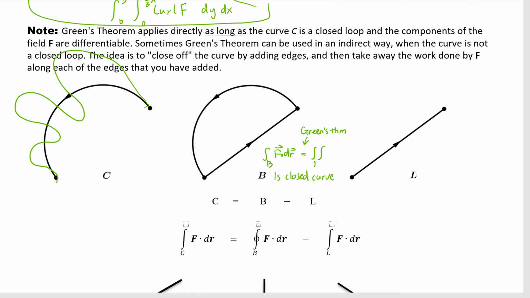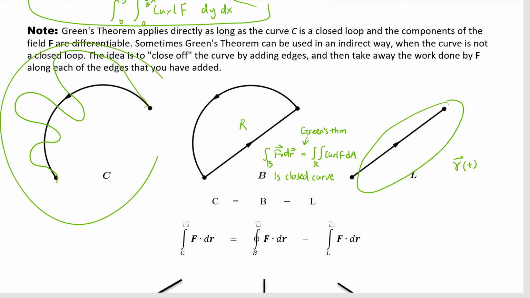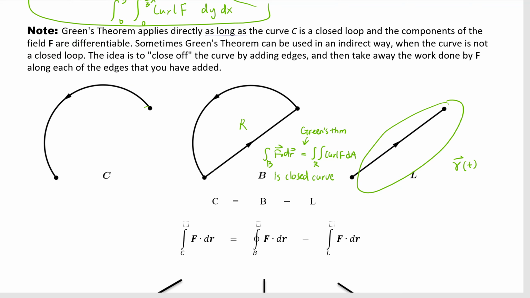Green's theorem, we can use, let's say this is the region R, we can compute using the curve, the double integral of the curl, okay? And then, look at this piece. This is just a line segment, and usually the parameterization for a line segment is easier, okay, compared to this crazy path, okay? So in this case, the line integral on C is then the closed line integral on B subtract the line integral on L, okay? So this is the idea.